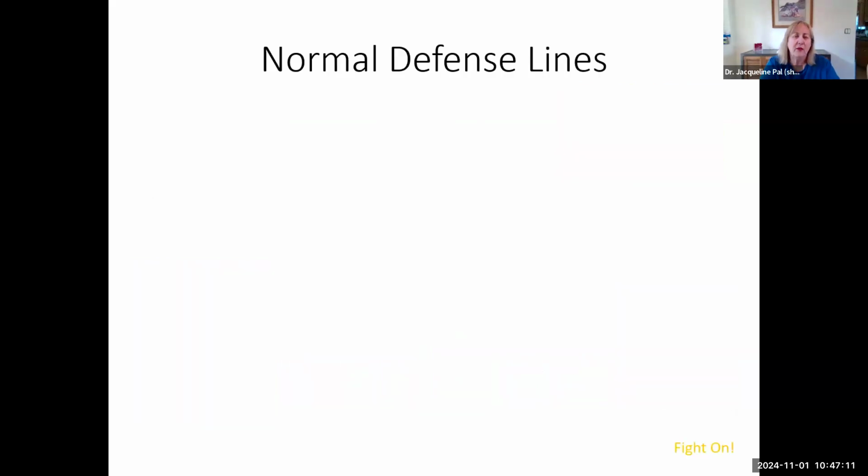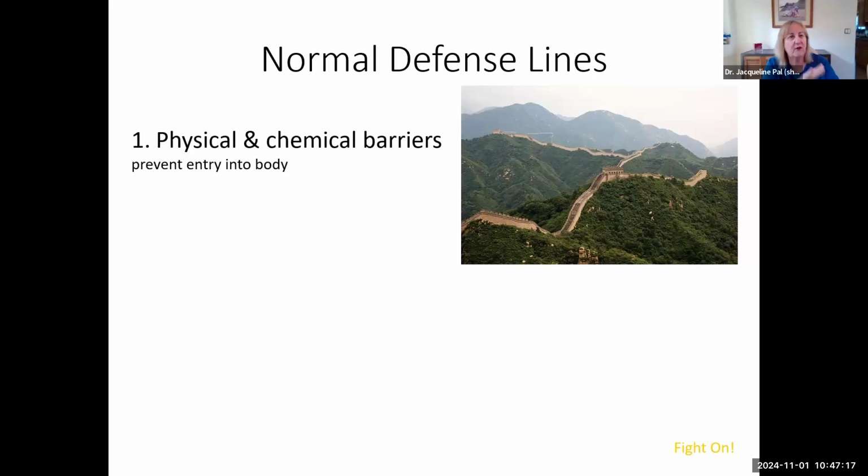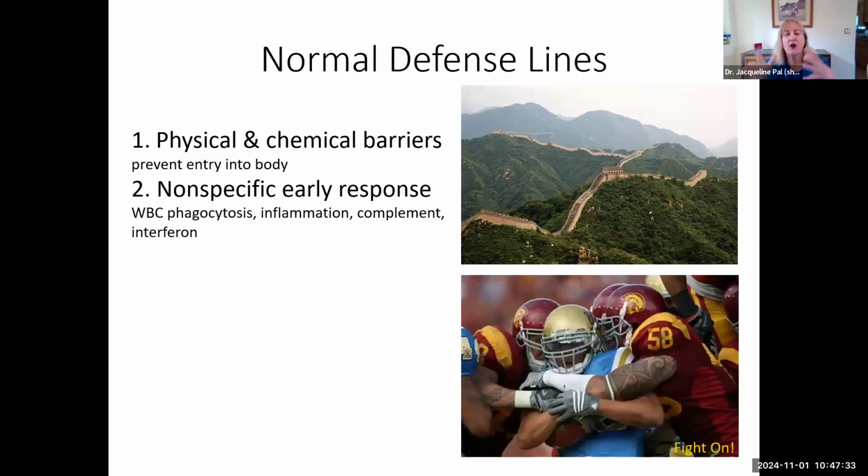All right. So normally we've got three different lines of defense. Our first line of defense is going to be our physical and chemical barriers. In other words, let's keep this stuff out of our body. But if these barriers are broken and these microbes get into our body, our early responses are going to be non-specific. So think of this like the defensive line on a football team. It doesn't matter who's on the other side. It doesn't matter who they're playing. They're going to be trying to prevent that team from scoring.